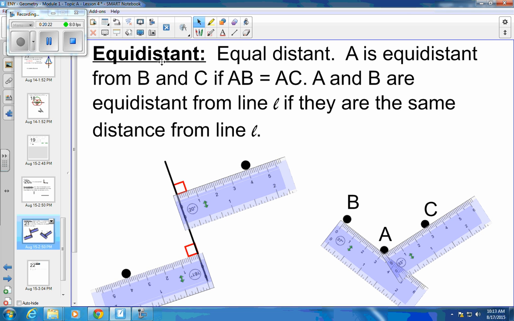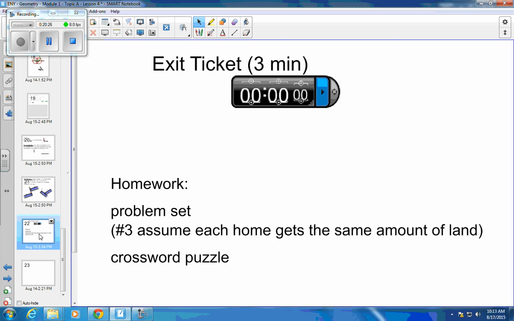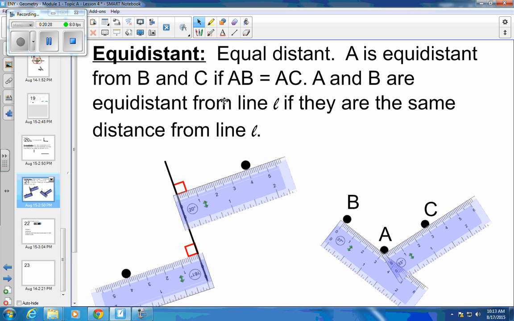And equidistant is our last vocabulary word in here. So equidistant means equal distance. A is equidistant from B and C if they are the same distance. So if I look at this, this is 3 centimeters from A to B, and this is 3 centimeters from A to C. So A to B and A to C are equidistant.